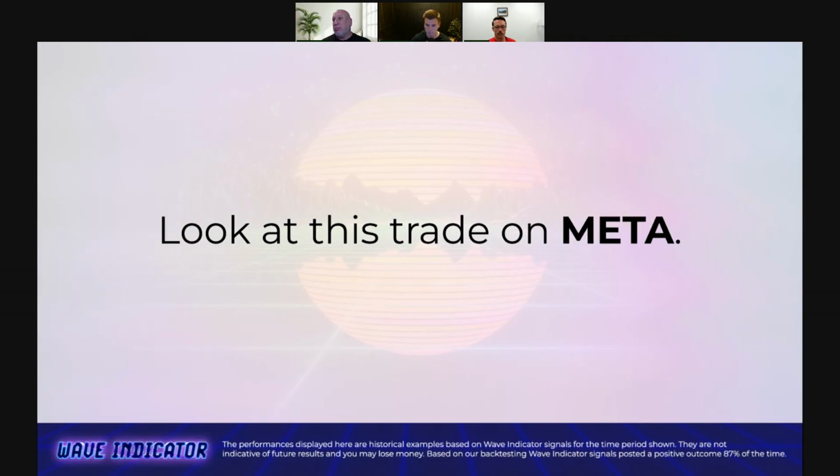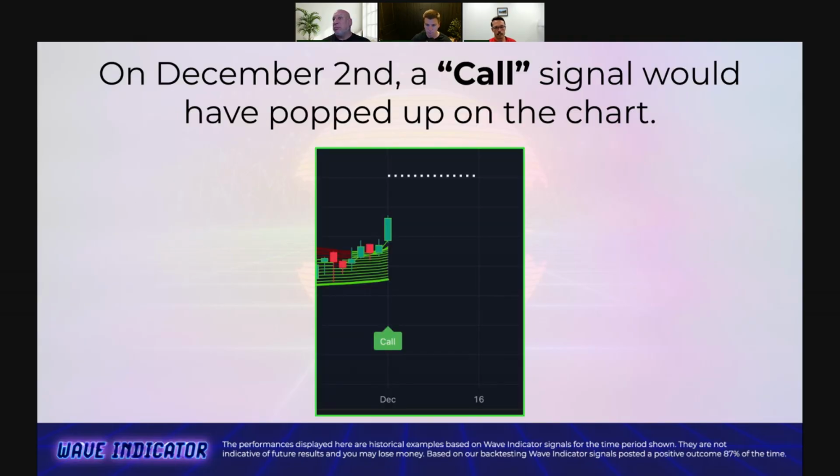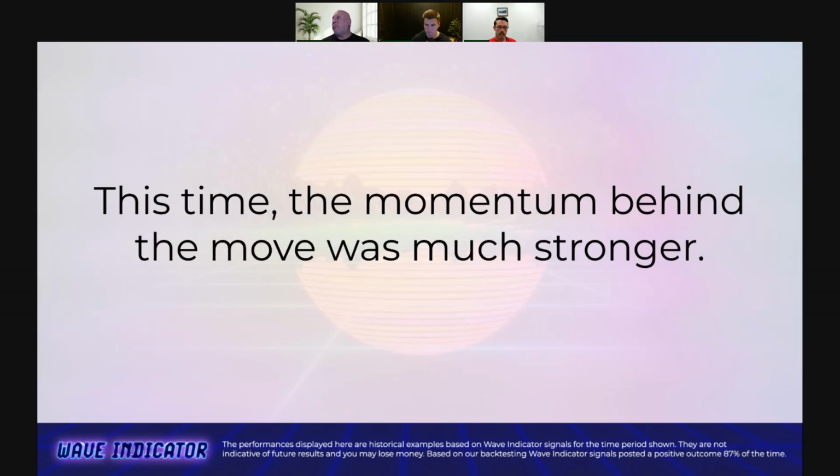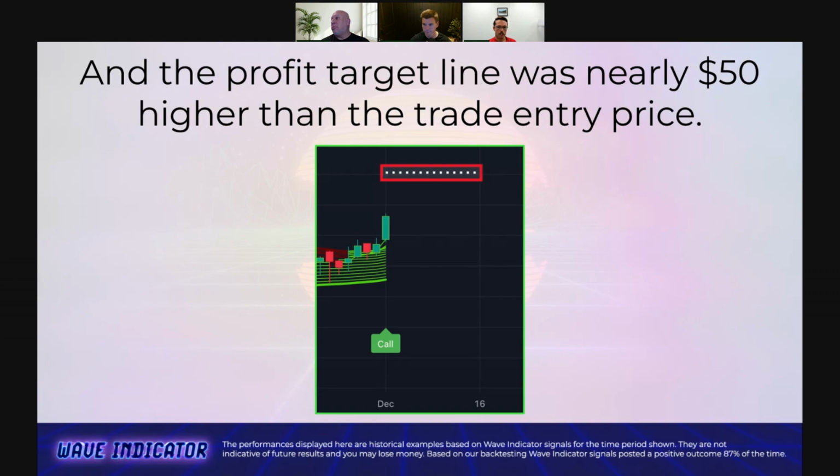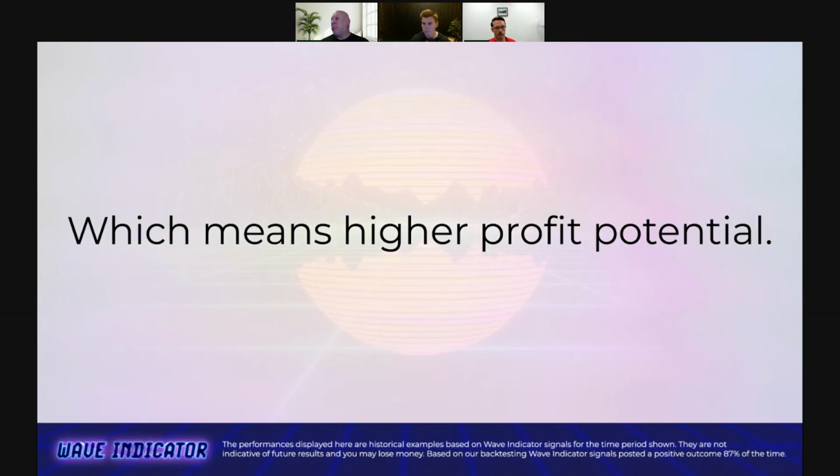For instance, on this Meta trade, on December 2nd, a call signal would have popped up on the chart. This time, though, the momentum behind the move was much stronger, and the profit target line was nearly $50 higher than the trade entry price. It might seem crazy for Meta to move $50, but this is the beauty of it. It shows you what's going on under the surface.